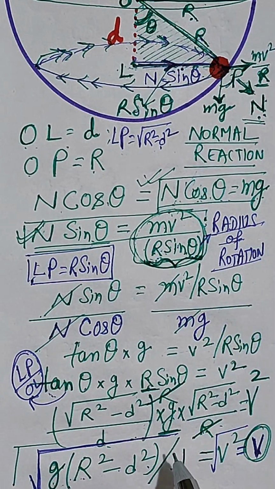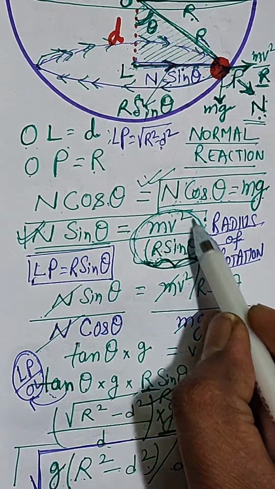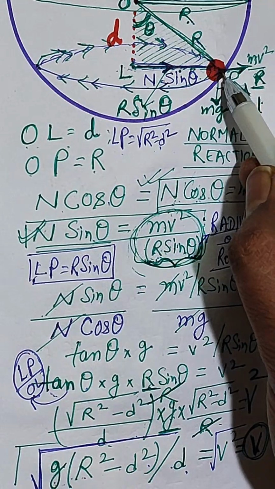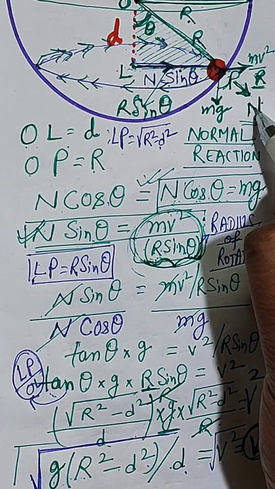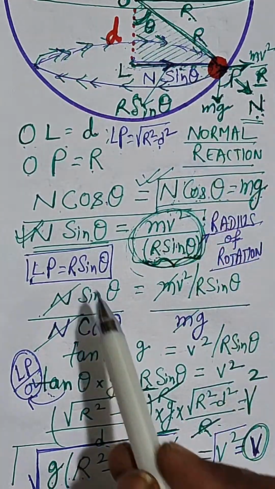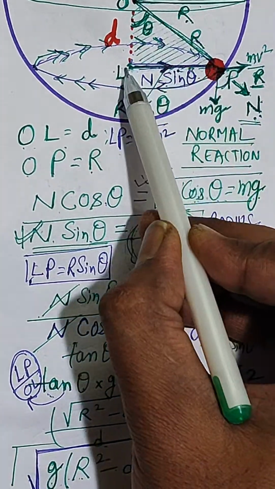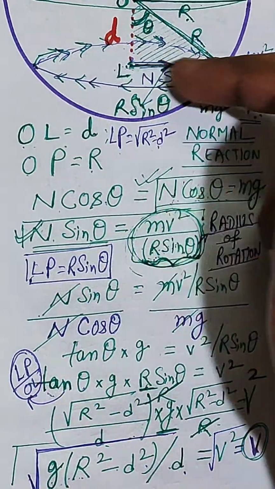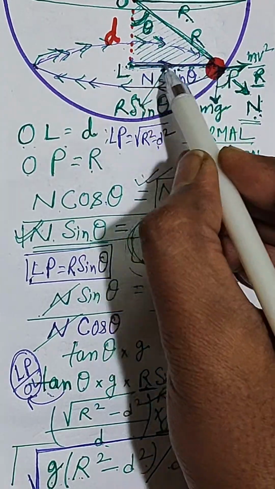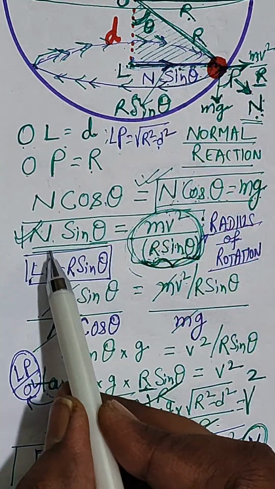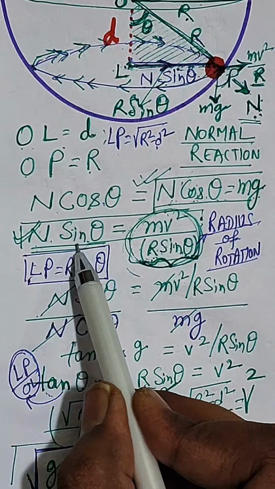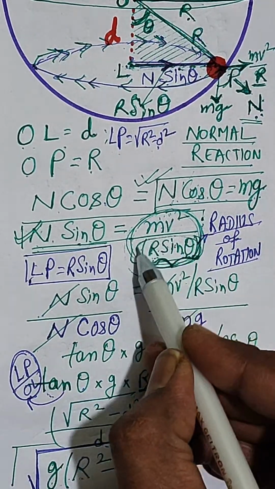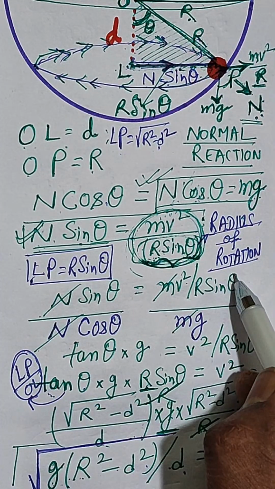Yes, so here you can see this centrifugal force on the wall of the bowl will be compensated by the component of the normal reaction. The component of the normal reaction will be n times sine theta, which will be towards the inside. So n times sine theta will be compensated by the centrifugal force, mv square by r sine theta, and r sine theta is the radius of rotation of this particle, right?